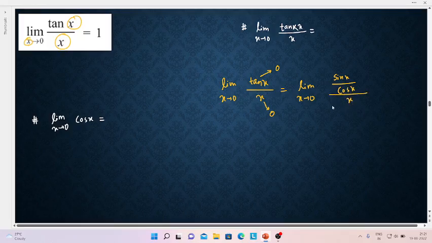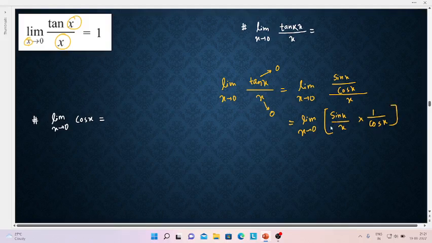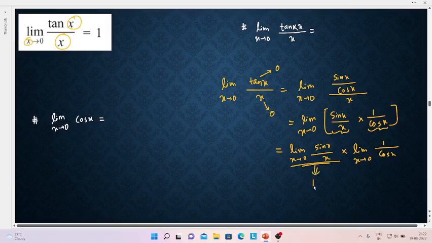And on the denominator we have x, right? So now we can see that limit x tends to 0 can be written as sin x upon x into 1 by cos x, right? Now you can see that this is a function and this is a function, so we can split the limit. So limit x tends to 0 sin x upon x times limit x tends to 0 of 1 by cos x, right? Now you know this particular thing is equal to 1.